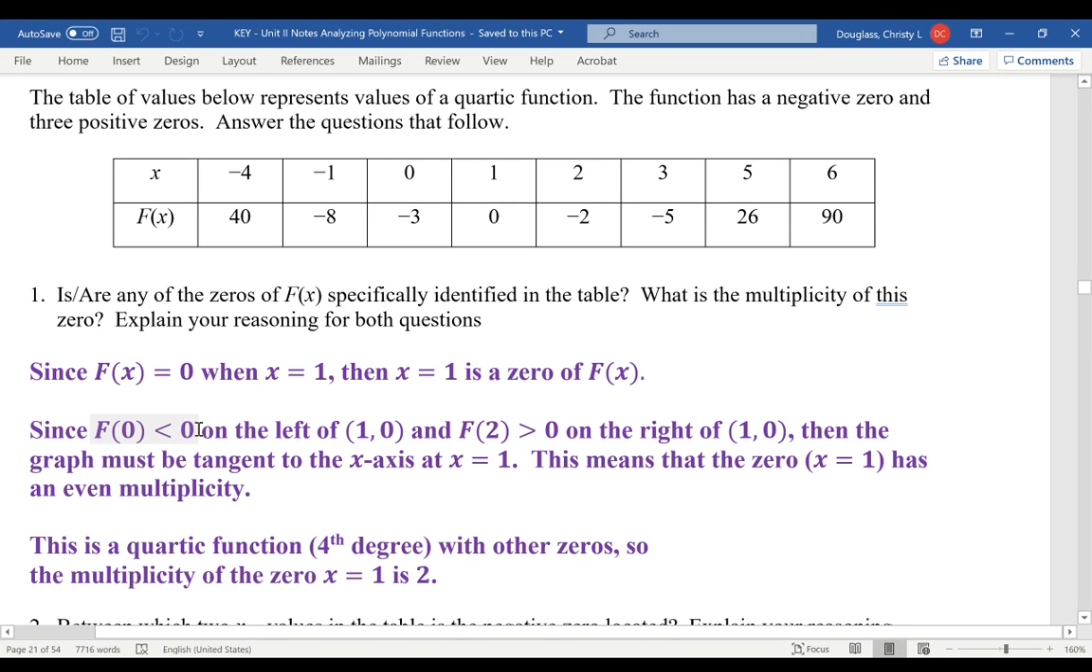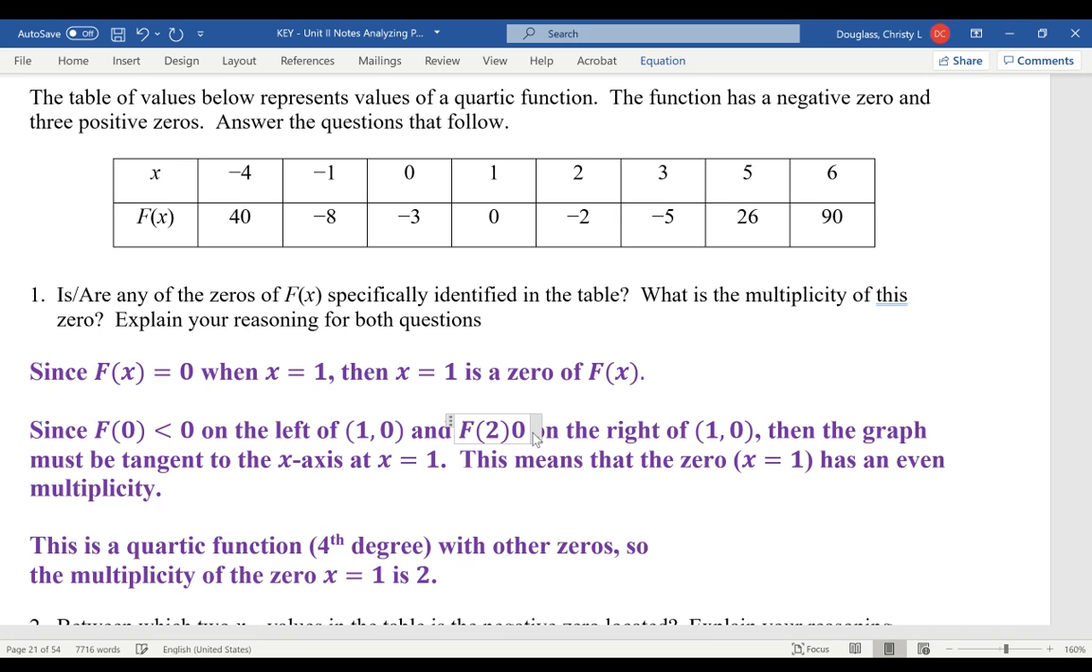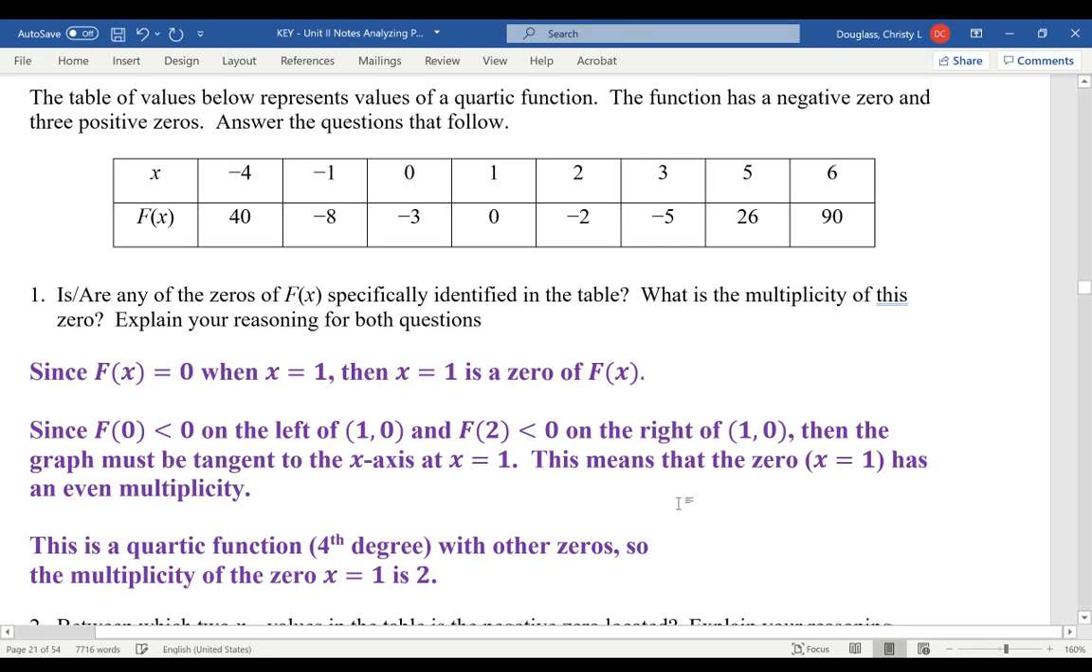Since f of x is less than 0 on the left of 1, 0, and f of x is greater than 0, that is not true. I should say less than. Fix that. Less than 0 on the right of 1, 0, then the graph must be tangent to the x-axis at x equals 1. Because it's negative on both sides, it doesn't cross over.